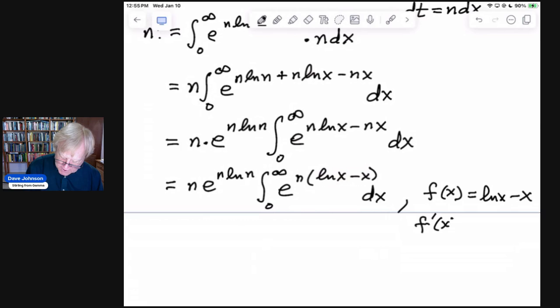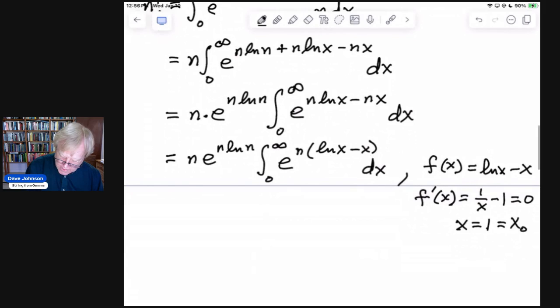So f prime of x is equal to 1 over x minus 1. If we set that equal to 0, then that implies that x is equal to 1. And so that's going to be our x naught. And furthermore, let's go ahead and verify that that's the local max. So do the second derivative. So derivative of 1 over x is negative 1 over x squared. And since x is 1, then this is clearly negative.